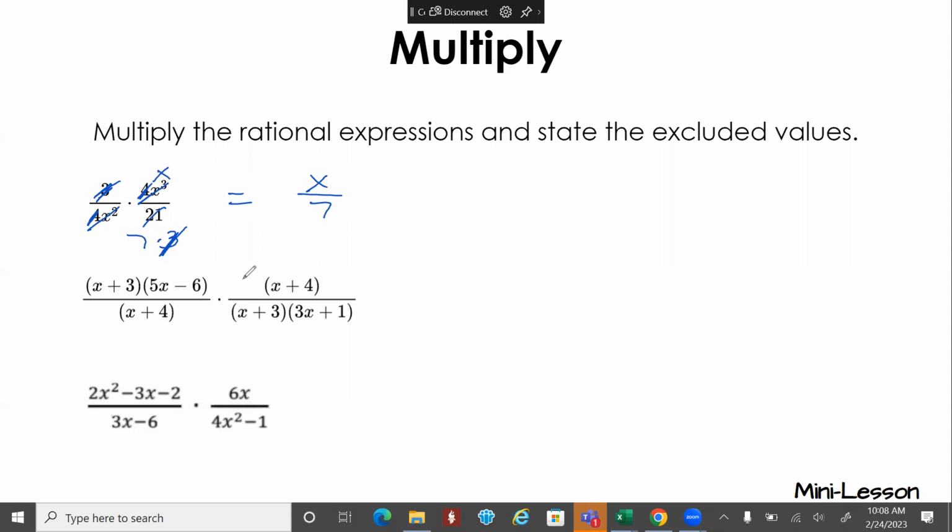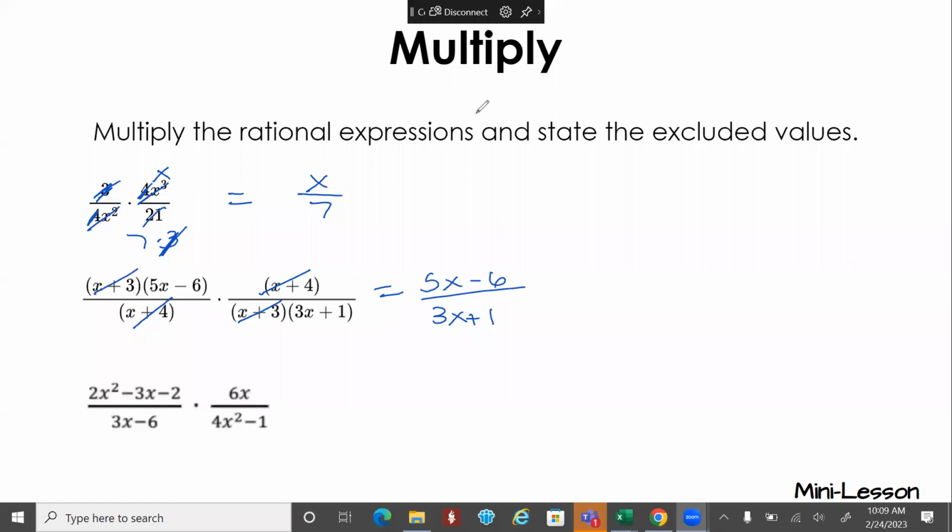You got to be really careful with, is it in the top? Is it in the bottom? Is it being multiplied? Okay, so you got to pay attention to that. Got to be organized. Okay. So same thing's going to happen on the next one. This one's a little bit easier to see. We've got an x plus 4 in the top and x plus 4 in the bottom. So those guys can cancel. We got an x plus 3 in the top and an x plus 3 in the bottom. Those will cancel. And what am I left with? 5x minus 6 over 3x plus 1.